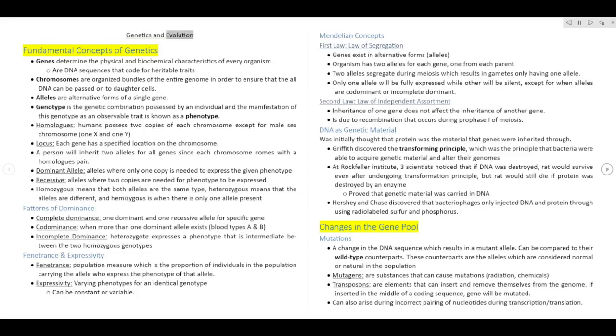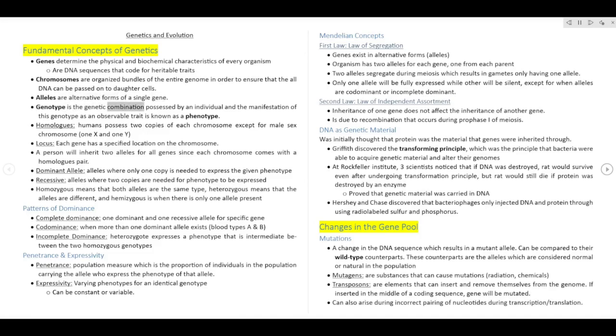Genetics and evolution. Fundamental concepts of genetics. Genes determine the physical and biochemical characteristics of every organism. Genes are DNA sequences that code for heritable traits. Chromosomes are organized bundles of the entire genome in order to ensure that all DNA can be passed on to daughter cells. Alleles are alternative forms of a single gene.